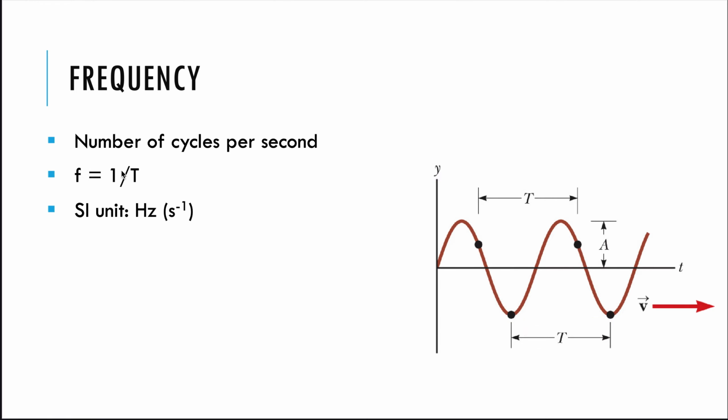We don't really have a good graph for frequency, so I just use the same graph as the period, but you could think about if you have 1 second, let's say that 1 second was right here. Then you would say, okay, there's 1 cycle, 2 cycles in that 1 second. That will be the frequency, 2 cycles per second, or 2 hertz.